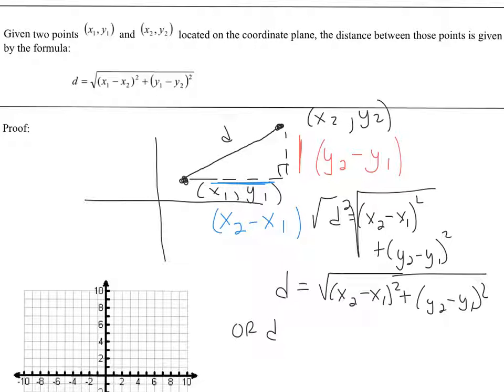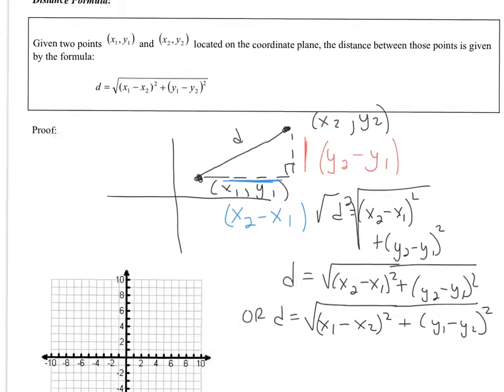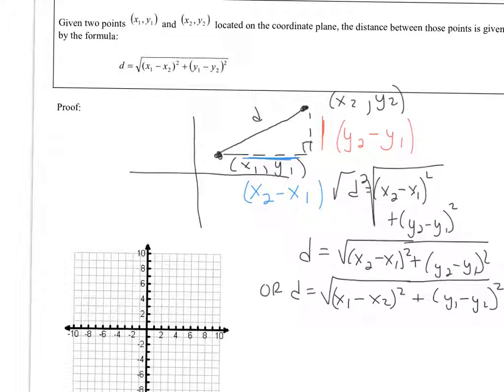Or if I want to switch it, the distance could simply be the square root of (x1 minus x2) squared plus (y1 minus y2) squared, because those are just arbitrary points. It doesn't matter which one comes first and which comes second. So it's a pretty easy formula to derive, but a formula that we'll use quite often.